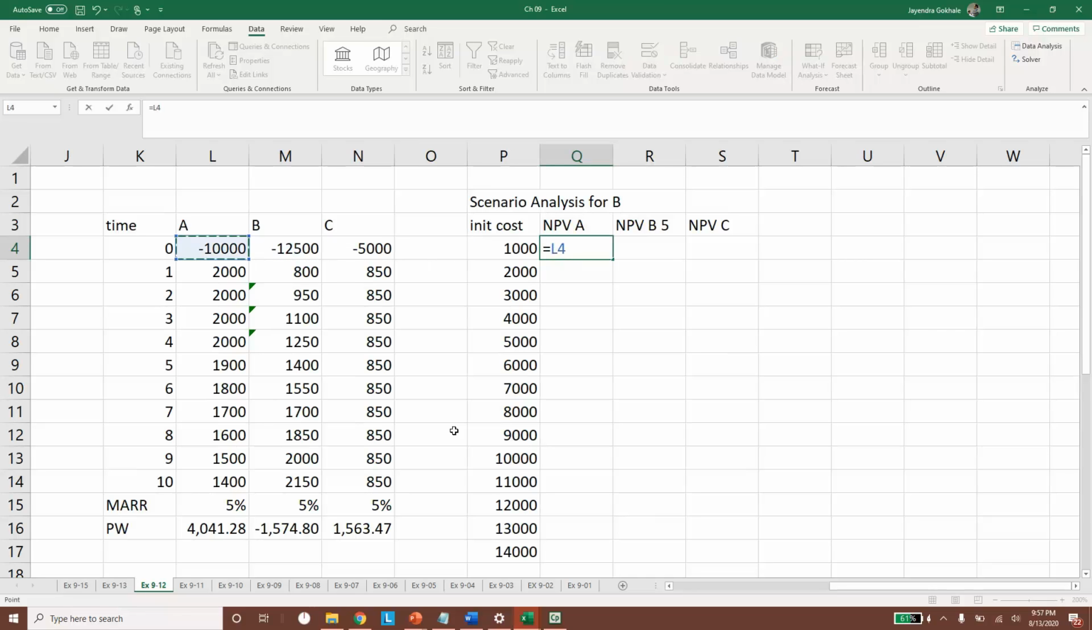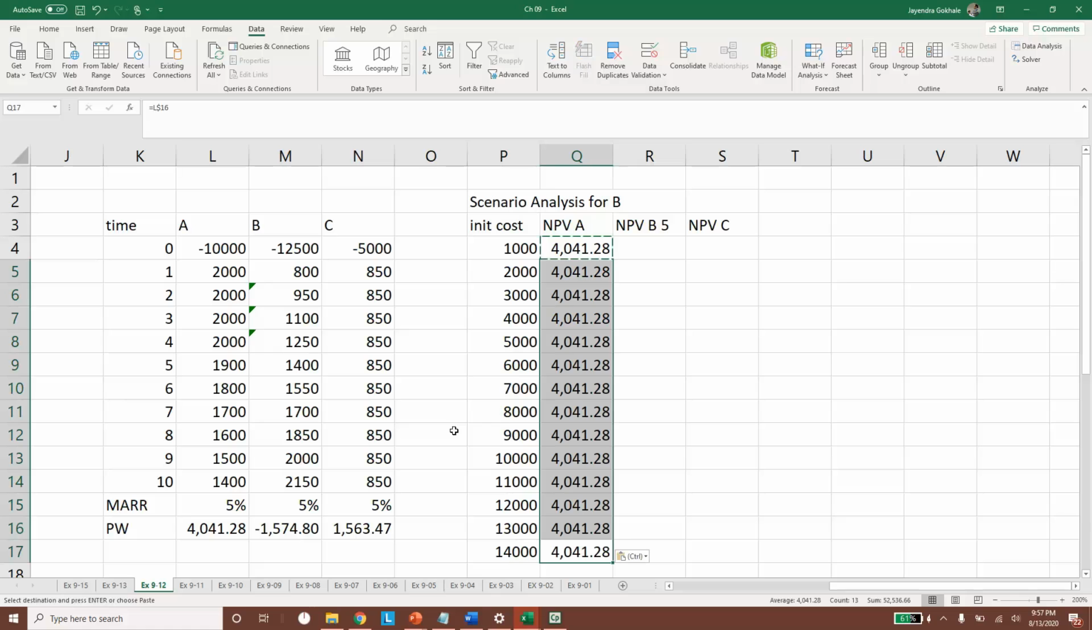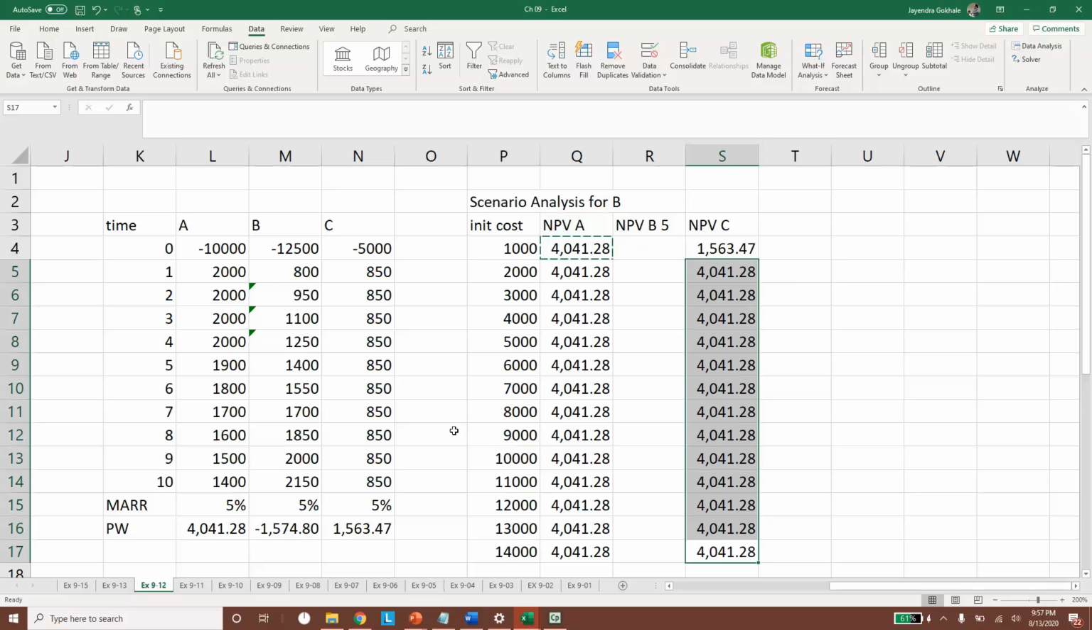Equals that. Fix it. Oh, $ sign. Just $16. Yeah, we can do that. No problem. Fixed it. NPVC. Control C, Control V. Looks good. Yep. Control V.